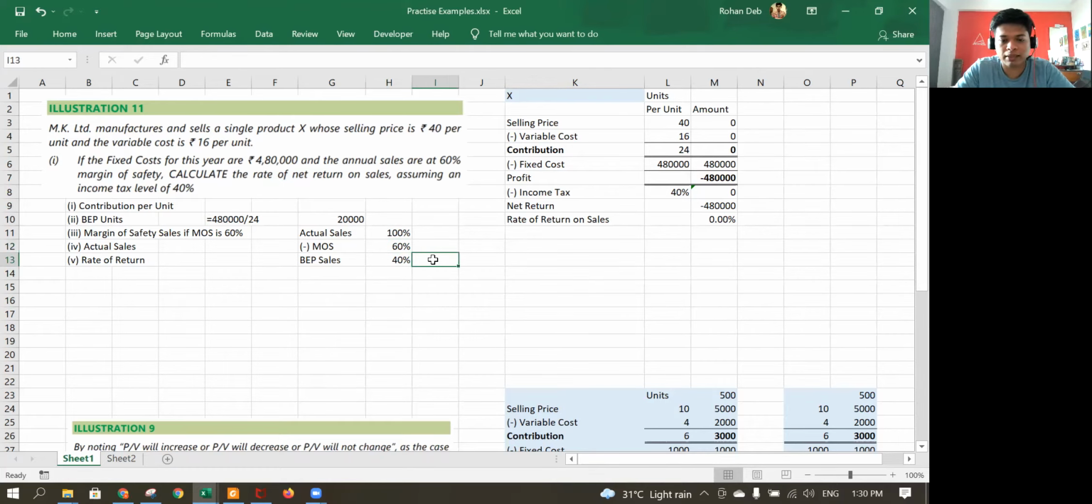So I know that 20,000 is my break-even point. If 20,000 is 40%, what is my margin of safety? Just by calculating, 20,000 divided by 40 into 60, I get 30,000. So what is my total? This plus this. So 50,000 is my total actual production. Now if I put 50,000 over here, I'll get the total units multiplied by selling price, and I'll get a contribution of this much. Contribution minus fixed cost: 12 lakhs minus 4,80,000 gives me a profit of 7,20,000.